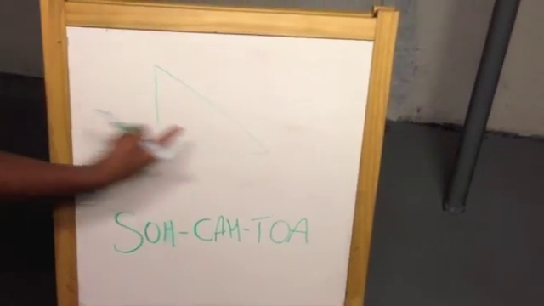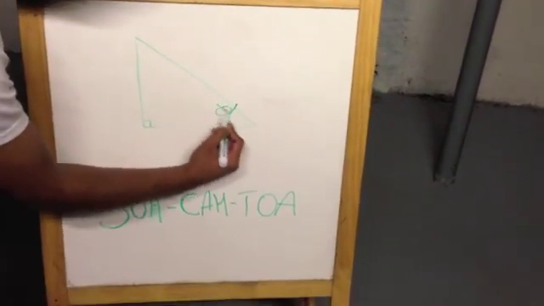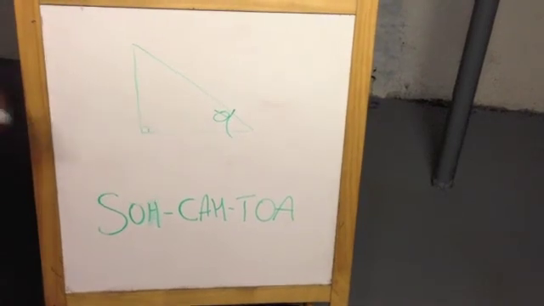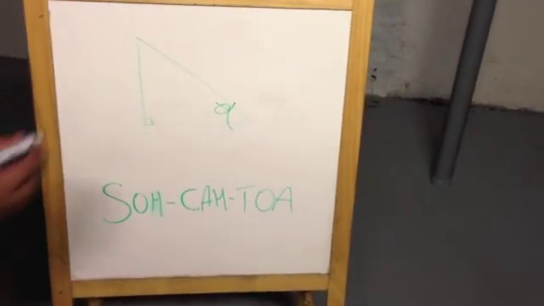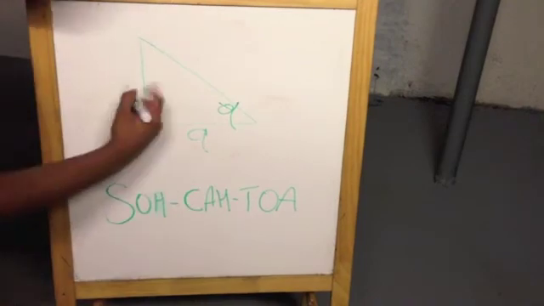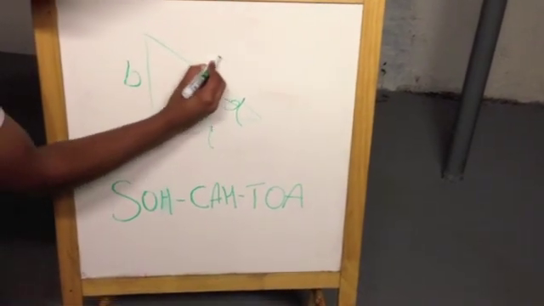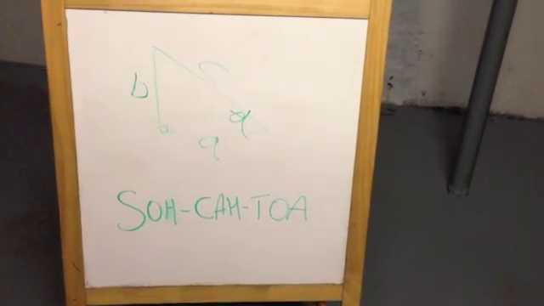Suppose I call this angle theta. Okay? And now we can assign our sides arbitrary variables. Let this side be known as A, this side be known as B, and this side be known as C. So, what is a sine?